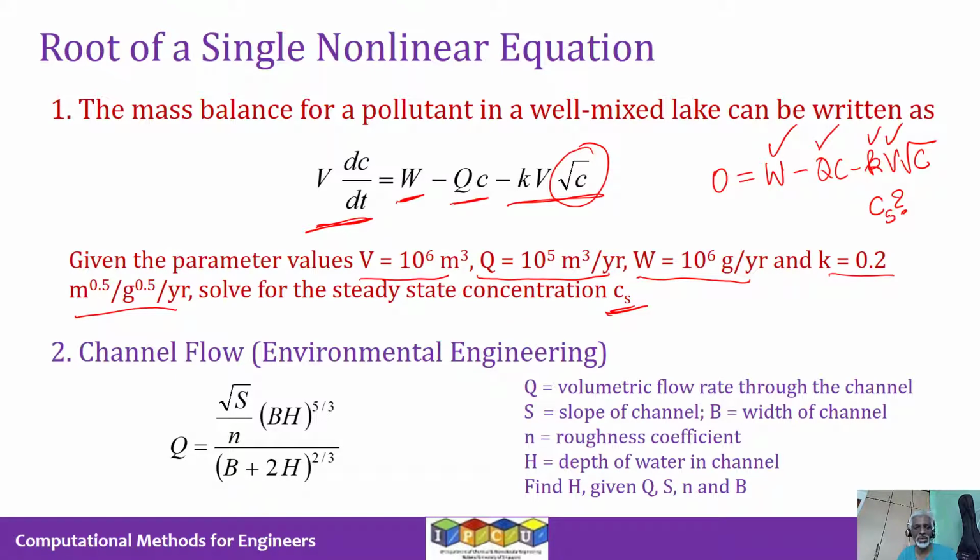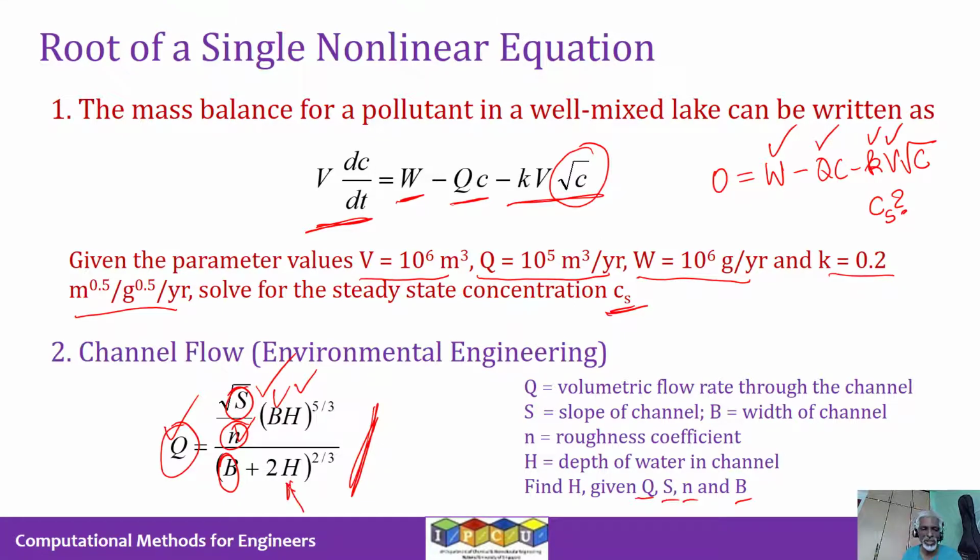The second problem relates to channel flow in environmental engineering. So, flow through channels. These are the symbols that are in those equations: Q, S, N, B, and H. So you have 5 symbols and an equation relating them. The problem here is, given the values of Q, S, N, and B, you are asked to find out the value of H.